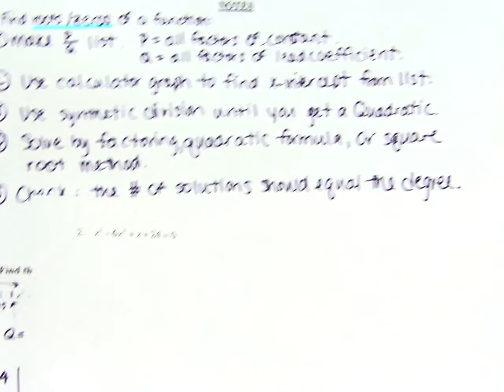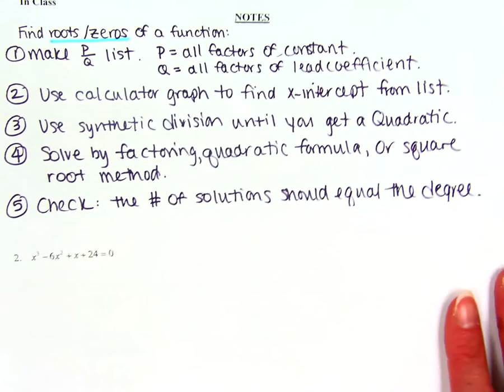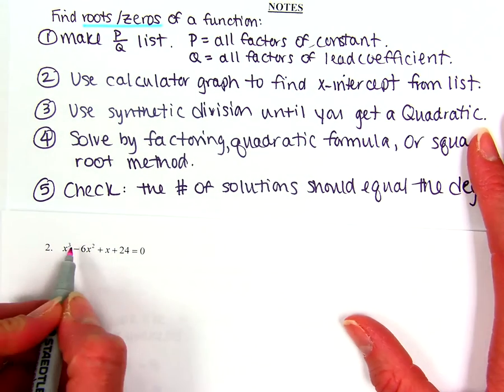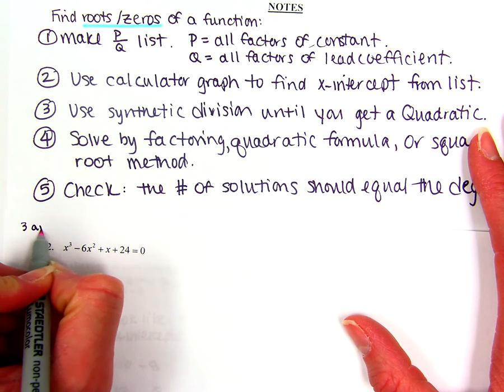Alright, so we're going to follow the same steps. Okay, so we're going to make our p's over q's list. And again, I have a cubic, so I should get 3 answers.